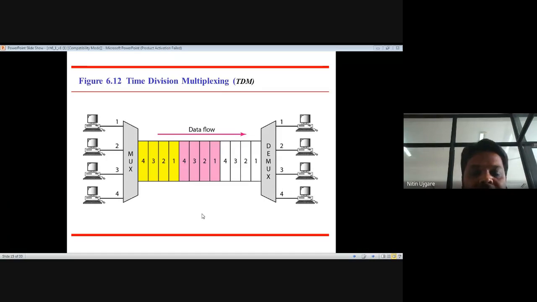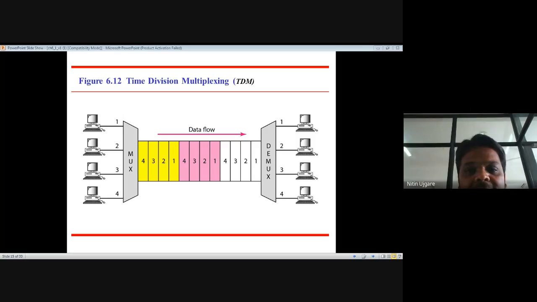So now we'll move to the next technique, that is time division multiplexing. Time division multiplexing is a digital process that allows several connections to share the high bandwidth of the link. Instead of sharing a portion of bandwidth as in frequency division multiplexing, the time is shared. The portion of the bandwidth is not shared; instead, the time of the bandwidth is shared. So each connection occupies a portion of time in the link.